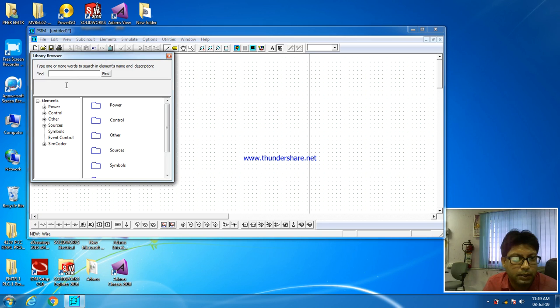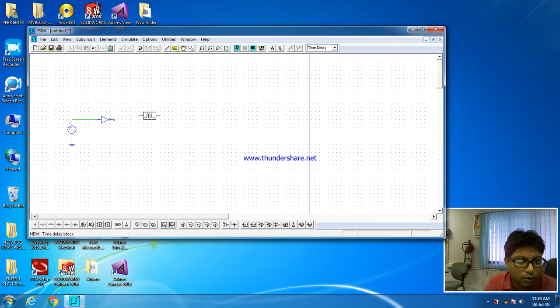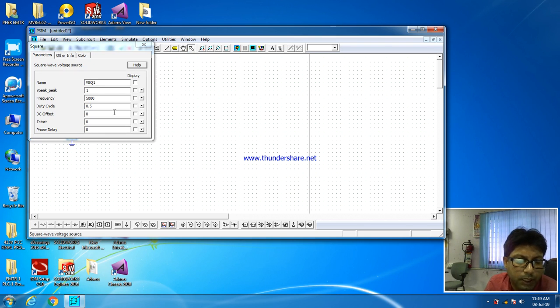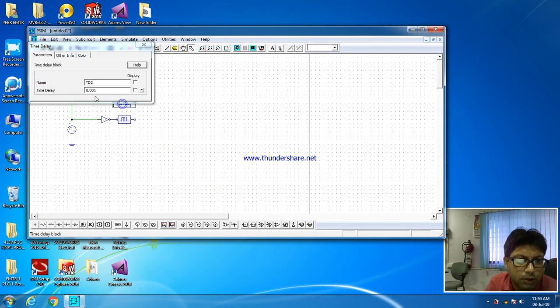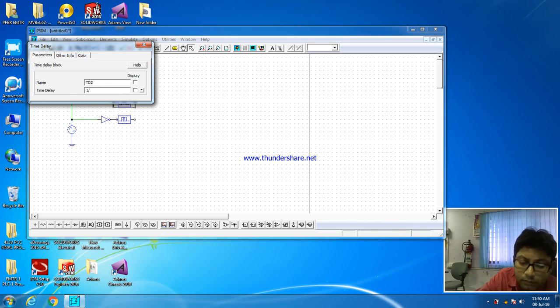Now I will use one delay circuit. This is the time delay. This will give the delay of the original one, and this will give the delay of the inverted one. It is 5 kilohertz, which means your period is 0.2 milliseconds. I am giving a dead time of say 10 microseconds. This is also 10 microseconds.